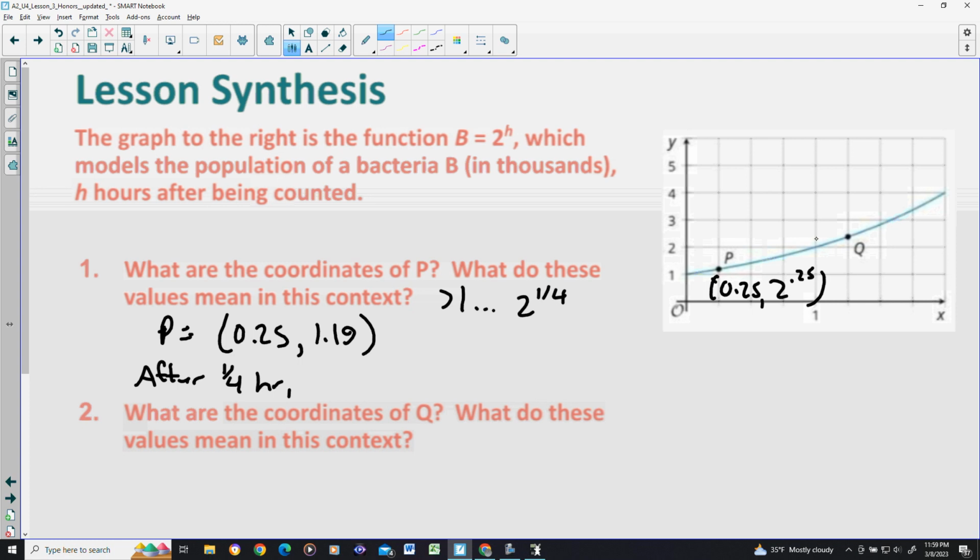Now, if we took it all the way to an hour, it's going to double. So 2 represents the fact that it doubled. This must mean 19%. After a quarter hour, 19% growth in bacteria.